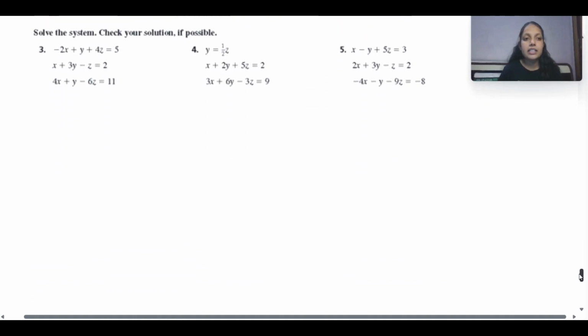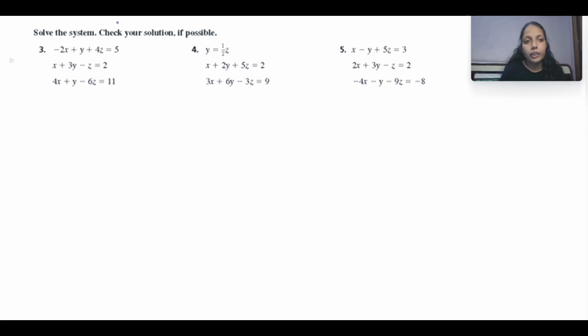here we have a system of equations. Check your solution if possible. So let's solve question number 3. This is the first equation, second and third. What I am doing to simplify this, I am subtracting the first equation and the third equation. First minus third. First equation is minus 2x plus y plus 4z equals 5.